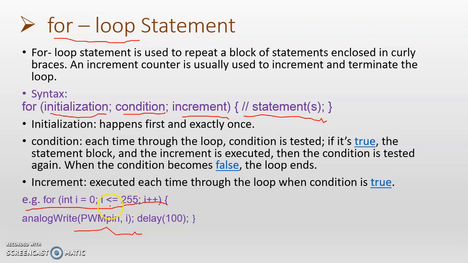So when i becomes 255, what happens? The condition becomes false and the loop ends. When i becomes 255, the loop will end and it will stop the analog write. So this is the for loop statement.